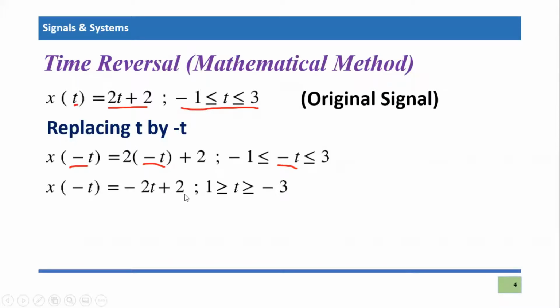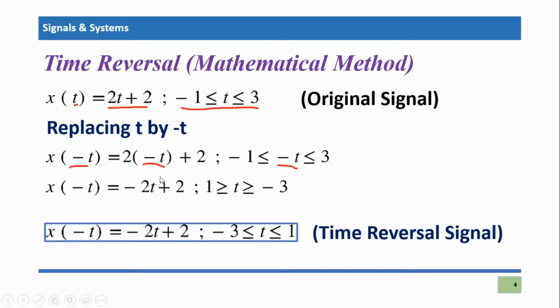So this will become minus 2t plus 2, and this minus will get multiplied on both sides. So this -1 will become +1, and this sign will change. Remember, in mathematics, whenever you multiply by a negative sign in inequalities, the inequalities change. So this less than or equal to is changed into greater than or equal to. Similarly, this less than or equal to is changed into greater than or equal to. So the final equation, which will be the time reversal equation of this original signal, will be this one, right? You see that this is the new definition, minus 2t plus 2, and its interval is changed. Remember, the interval was from -1 to 3. Somewhere here it was 0.